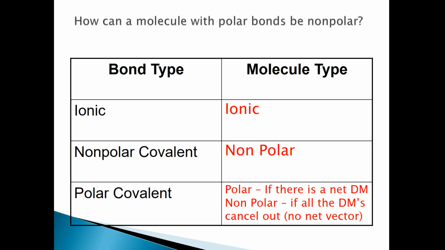And if you have polar bonds, you can have either a polar or a nonpolar molecule. The molecule will be polar if there's a net dipole moment. In other words, when you add up all the vector arrows, if they don't all cancel each other out, the molecule will be polar. You'll have a nonpolar molecule if all those dipole moments cancel out.